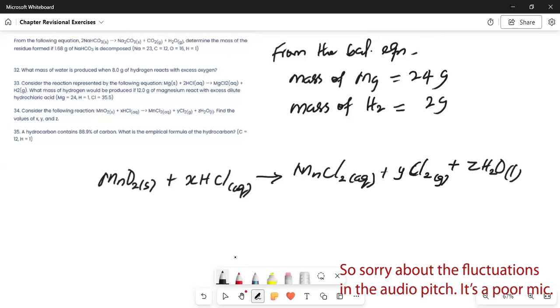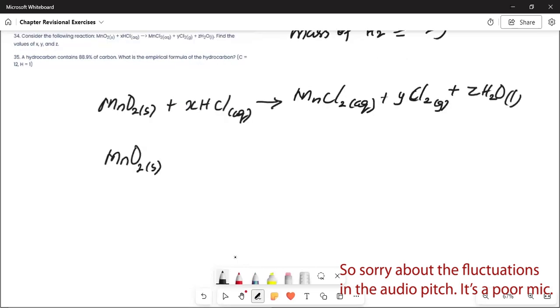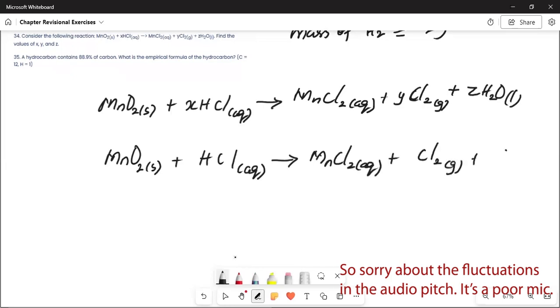So let's balance the equation. Manganese oxide, solid, plus HCl, aqueous, giving manganese chloride, aqueous, and chlorine gas, and H2O, liquid. On the reactant side, I have one atom of manganese. On the product side is also one atom. Oxygen 2, oxygen 1, hydrogen 1, hydrogen 2, chlorine 1, chlorine 2. Okay, so let's start by putting a 2 here. That makes hydrogen to be 2. Here is also 2. Chlorine 2 is also 2 here.